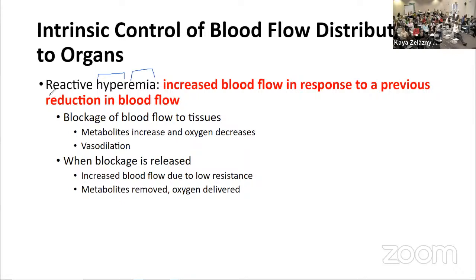So reactive hyperemia is a reaction to blockages, right? If you have a clot that's cutting off the blood flow to some organ, cutting off an arteriole, cutting off a capillary bed, right? That blockage, when we don't have blood flow going to that tissue, is going to have the same local effect as the increase in metabolic activity does. So we don't have pictures for this, but I want you to think about it.